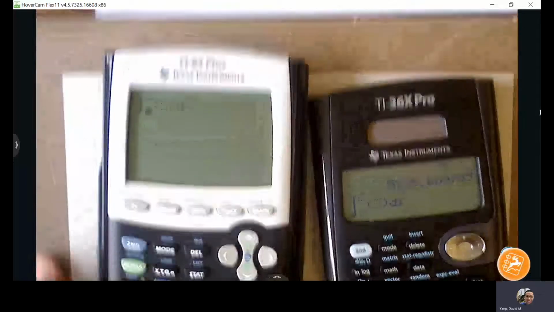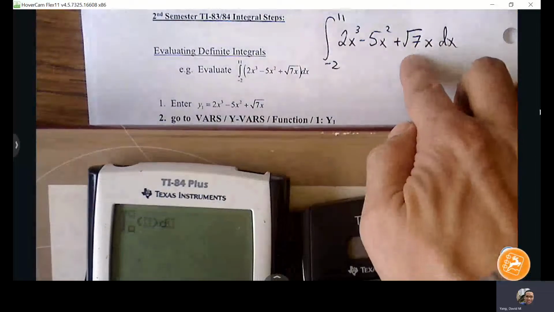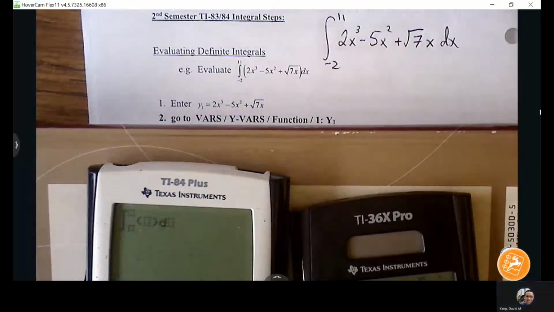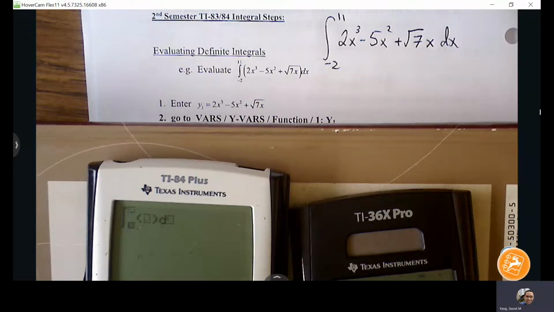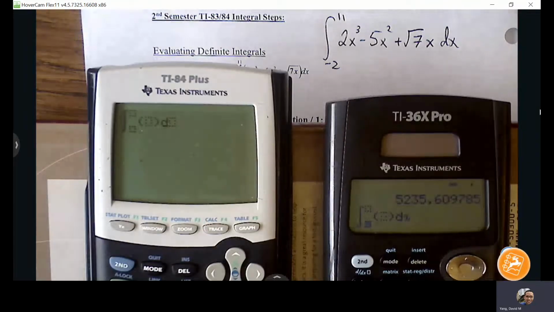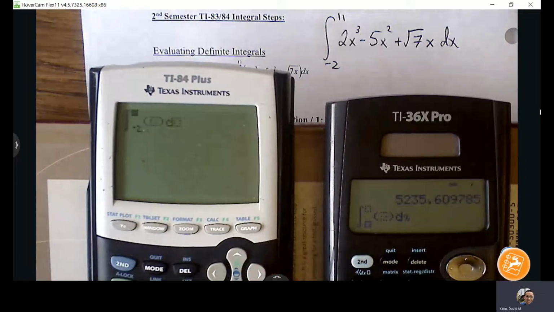So the original problem, if you can just have that square root of 7 and not have the square root involve the x. Let x be outside of that square root. We're just practicing entering it in and understanding how to use the calculator for definite integrals.